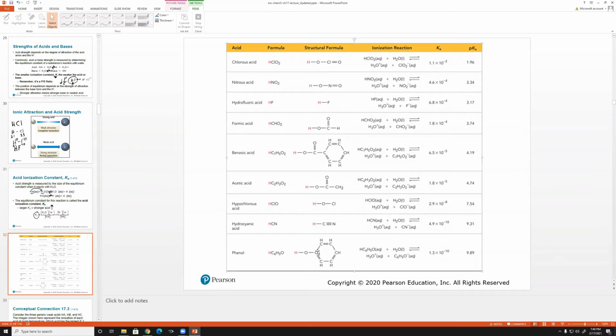So phenol on the bottom right here is a very weak acid. We don't even consider it to be an acid at all. Its pKa, meaning the negative log of the Ka, will be relatively large, which means it's going to be a very, very weak acid, or even basic. We consider phenol almost basic. That's how weak of an acid it is. So what we're trying to say here is that if you increase the Ka all the way up to, let's say, chlorous acid, which is a legitimate weak acid, then the pKa decreases.